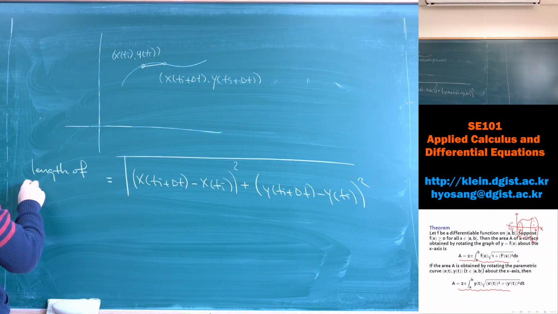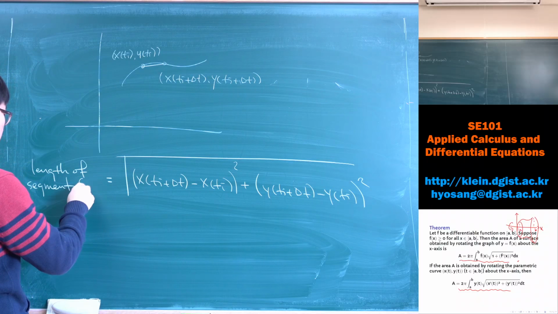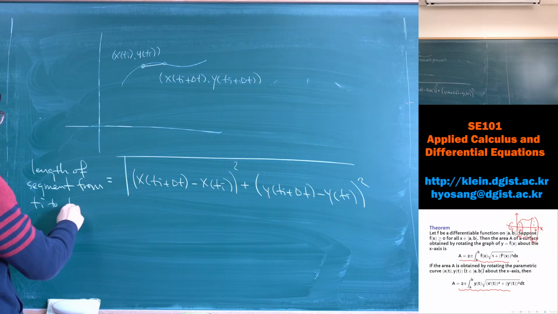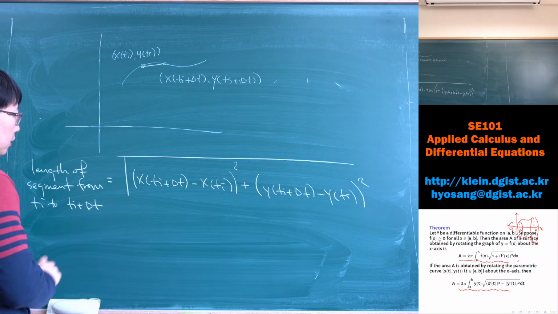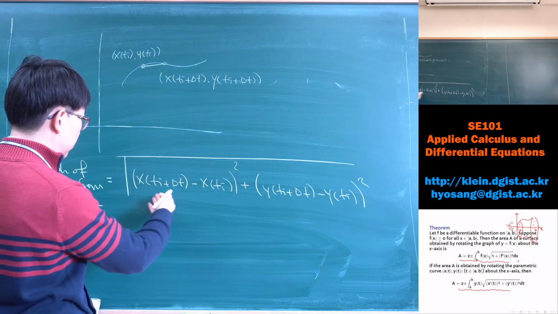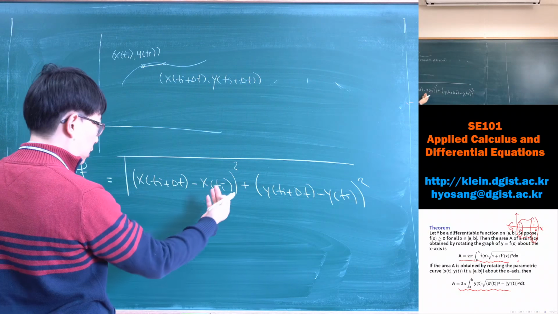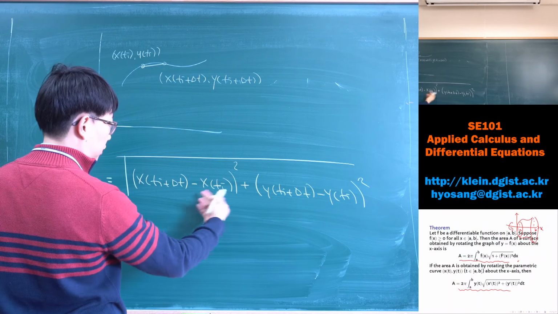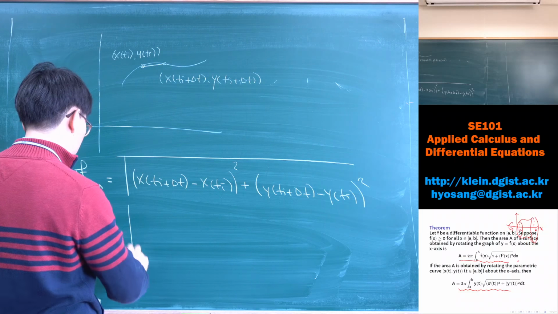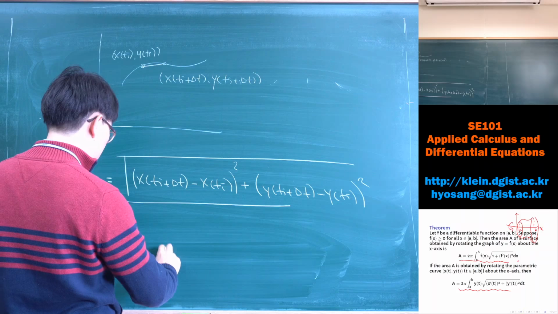and this is the length of the segment from ti to ti plus delta t. Okay. So then let's take the delta t divided on each side and then multiply the delta t outside. So we get this formula.